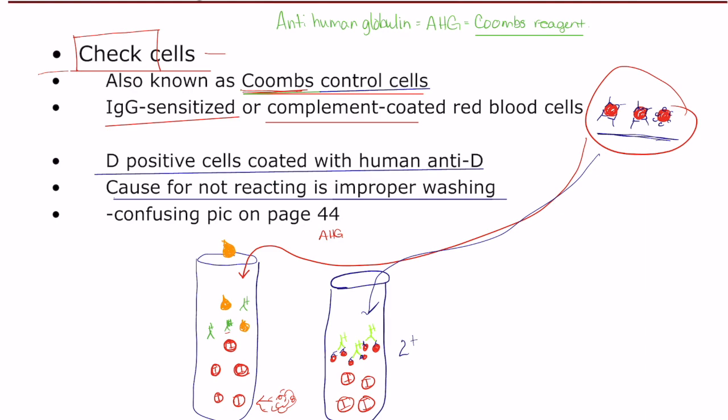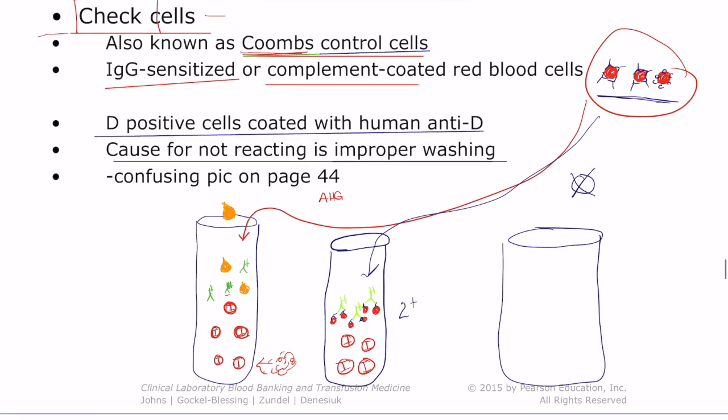Now, if we don't get a reaction, it means we didn't wash appropriately. And why do we care? What kind of problem does that cause? And so if we didn't wash appropriately, this is what happens. Let's go back here. So here's a tube we're going to draw. And here's the bad scenario. This is not what we want to happen.